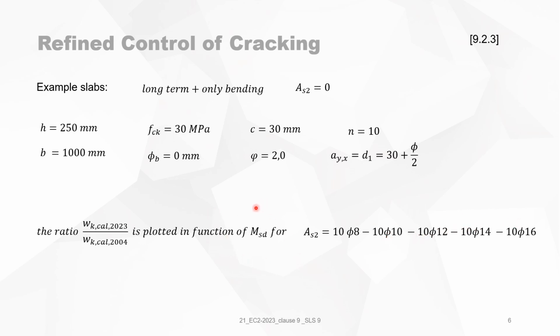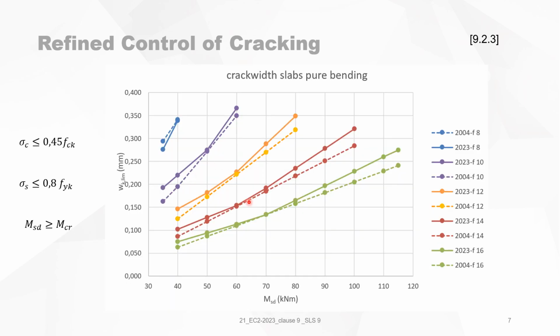Then we will calculate the crack width opening for different applied bending moments. X-axis, again, the applied bending moment. Y-axis is the calculated crack width. These are the conditions we've seen in the previous slides: the conditions on the concrete compressive stress, the steel tensile stress, and the applied bending moment. The dotted line is according to version 2004, the full lines according to version 2023.